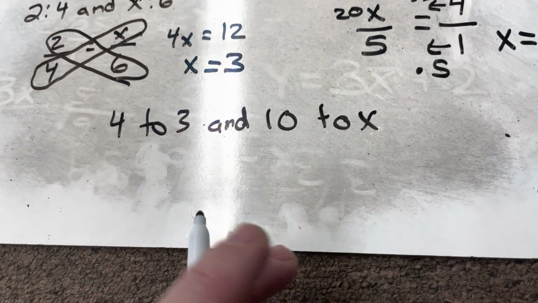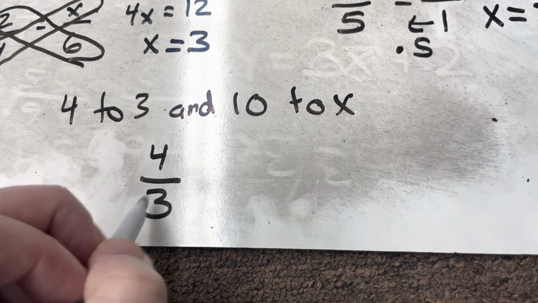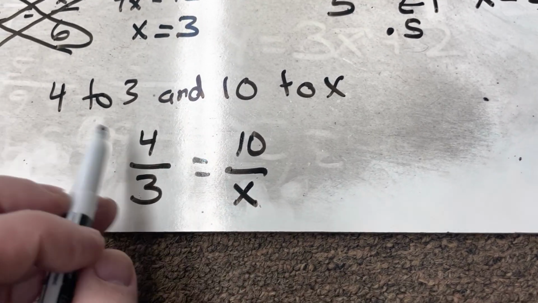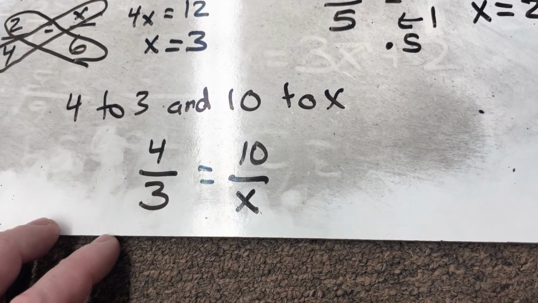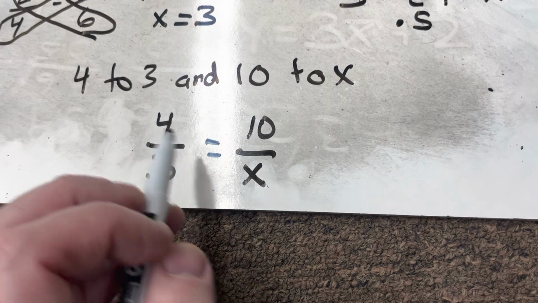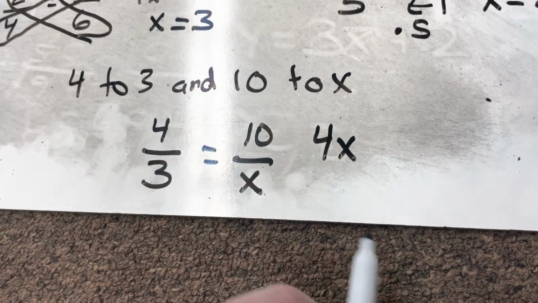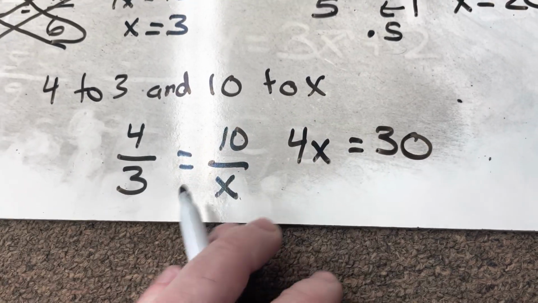All right, last one, 4 to 3 and 10 to x. So we're going to set this up as 4 over 3 equals 10 over x. Well, this is in simplest form. 4 does not work very well with 10, so I'm going to go with the old cross multiply. 4 times x is 4x. 10 times 3 equals 30.